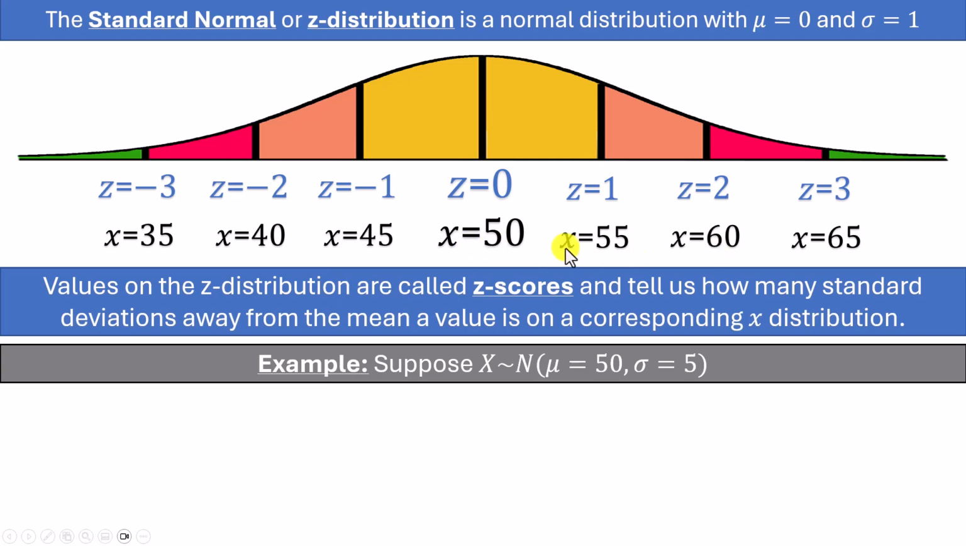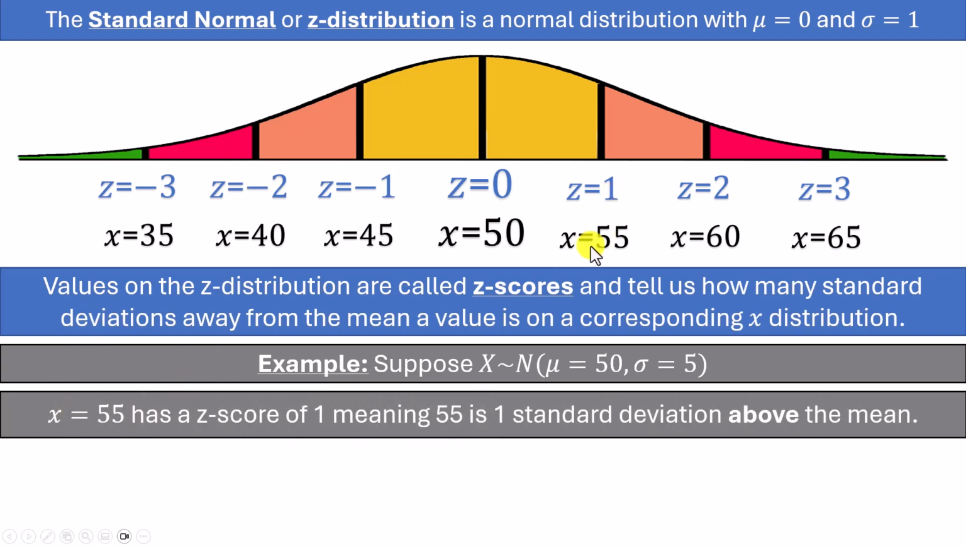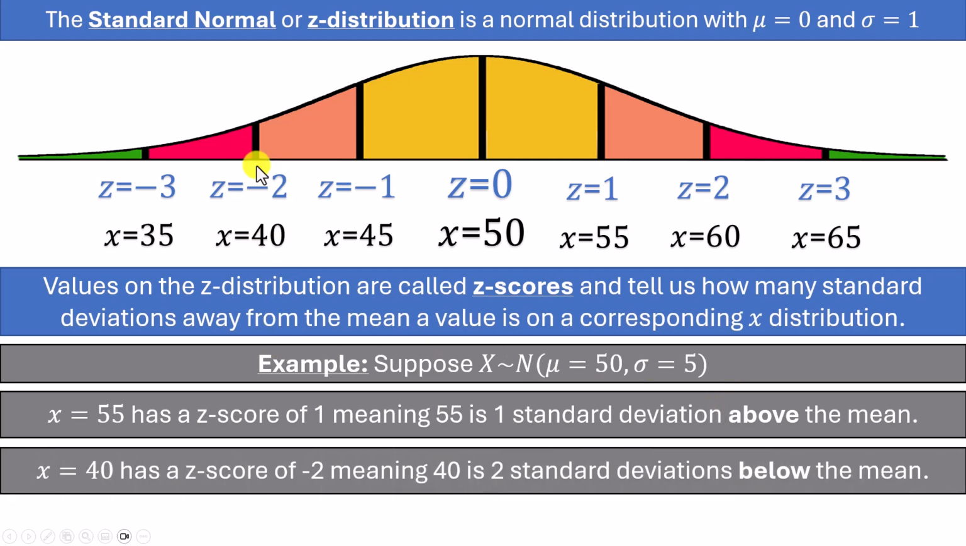Now, each of these values can be thought of as corresponding to a value on the Z distribution. So for example, the x value of 55 corresponds to a Z value of 1. Or we might say that the value of 55 has a Z-score of 1. And really all that means is that 55 is one standard deviation above the mean. Or we could look at the value of 40. 40 corresponds to a Z-score of -2, meaning that 40 is 2 standard deviations below the mean. So essentially, any value on your distribution, which we call the X values, corresponds to some Z-score.